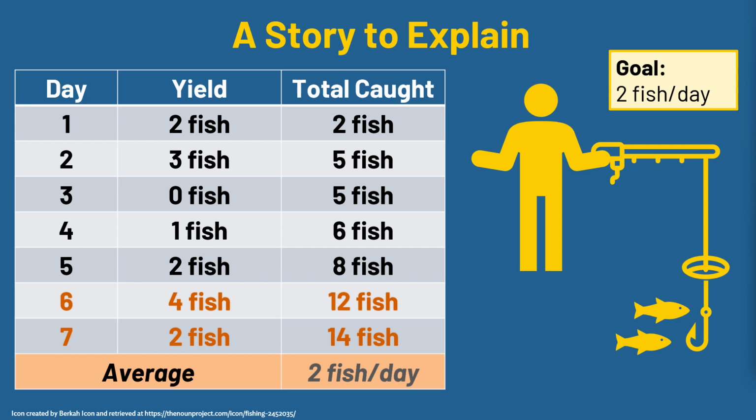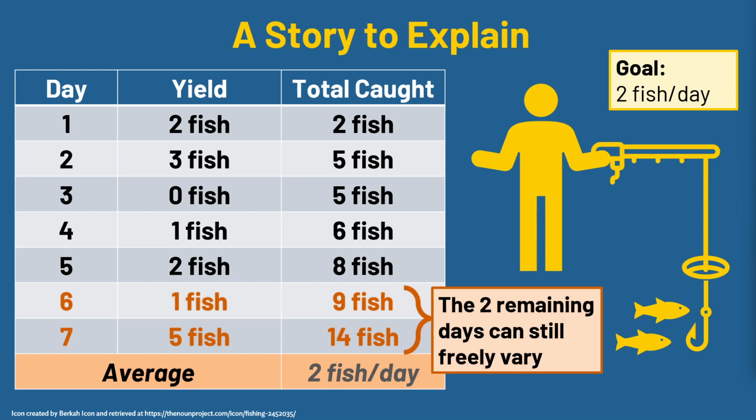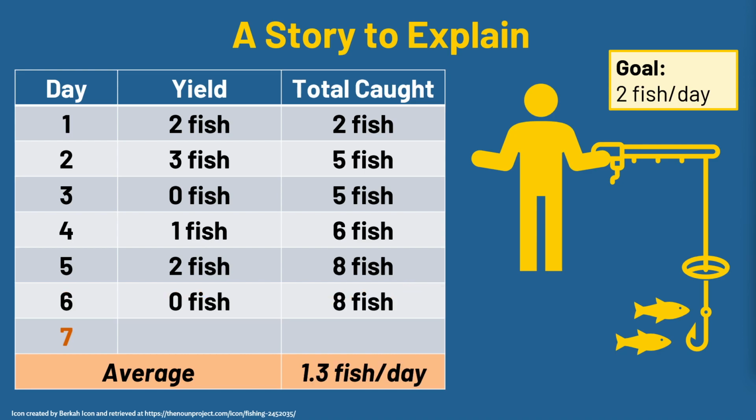If I catch 4 tomorrow, 2 the next day, and then I wrap it all up, then I'll have 14 fish. It's an average of 2 per day. Hell, I could have one more really bad day, but then I'd have to finish really strong, right? So you can see I'm starting to feel a little bit of stress and pressure. But at this point, the 2 remaining days can still freely vary, right? Like it doesn't matter, right? Or it matters, but there's still flexibility, right? There's still wiggle room.